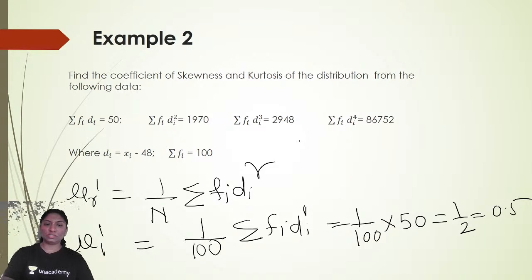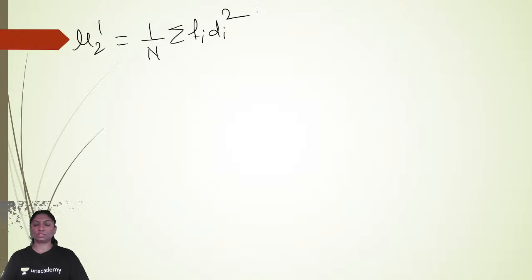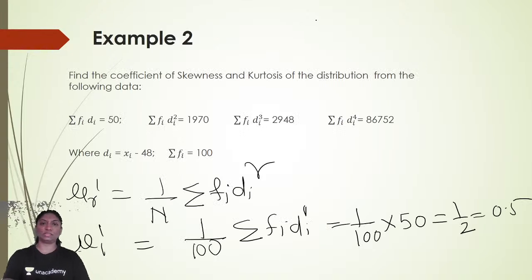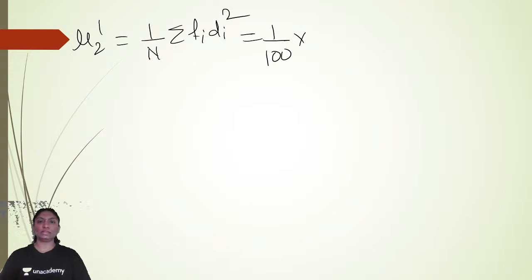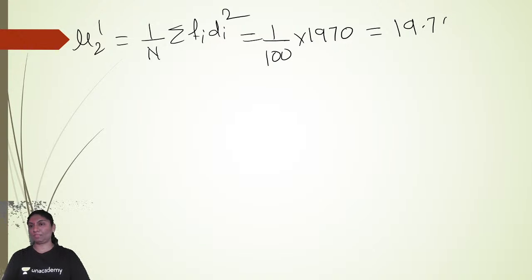Okay, so similarly we can calculate mu2 dash is equal to 1 upon n into summation of fi di square. Okay, so 1 upon 100 into summation of fi di square, which is given as 1970. Okay, so it will give you 19.70.